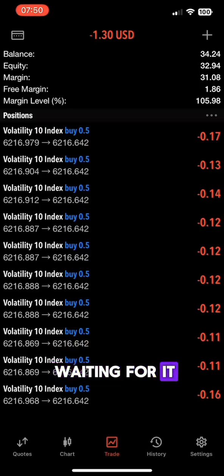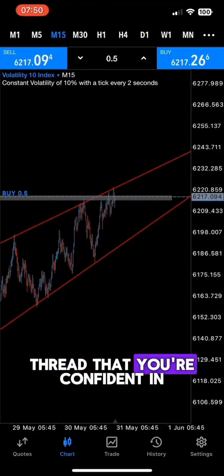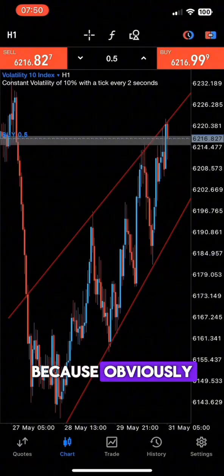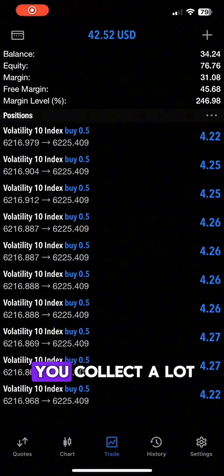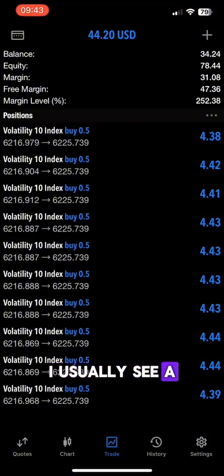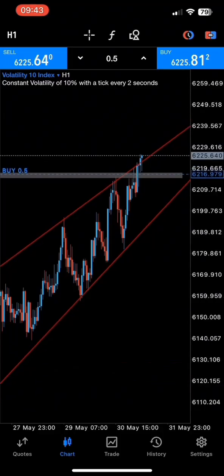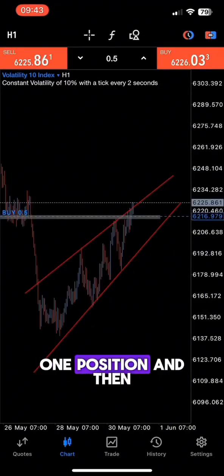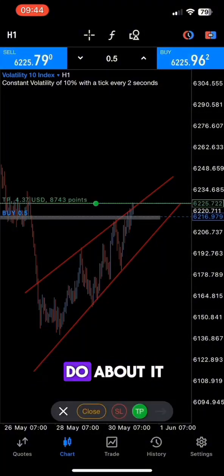While we were waiting, the first advice that I have for you today is, when you see a trade that you're confident in, please make sure that you maximize in that trade, because obviously the market is going to beat you sometime. So it's actually better that you collect a lot of profit when you have the chance. I usually see a lot of people who send me correct signals, correct positions. Those people just enter one position and then say, I was correct. Yes, you might be correct, but what did you do about it?